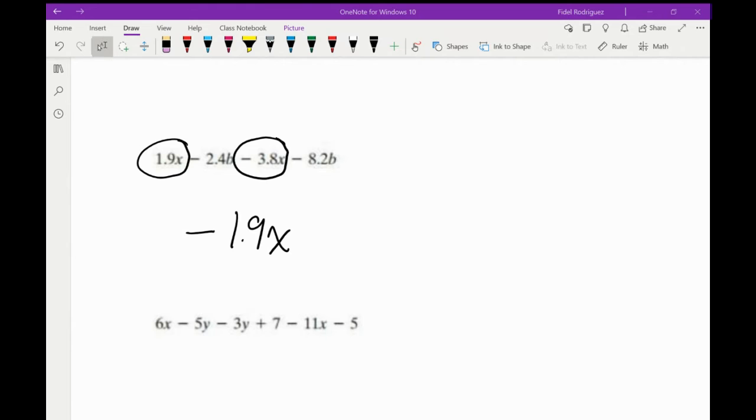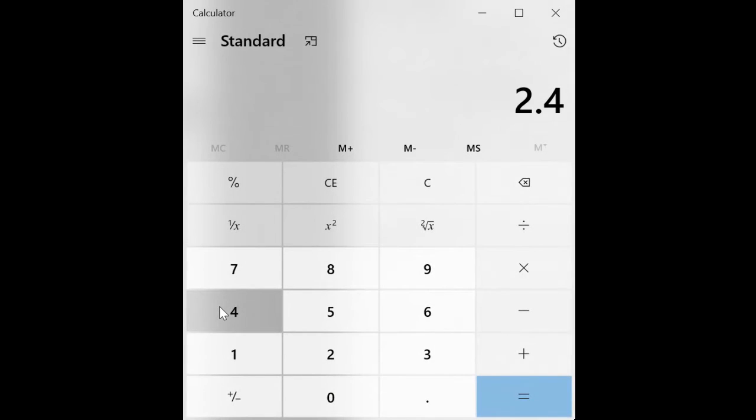Let me see if I can pull this up. There we go. Calculator. So let me show you the next part. Just to give you a heads up, this is a negative 2.4 and a negative 8.2. So let me show you how I'm going to do that part. Here we go. So we said a negative 2.4. I just typed in 2.4. Then I'm going to hit negative. That made a negative. And then minus 9.2 equals negative 11.6. So I'm just entering in exactly as I had it there.